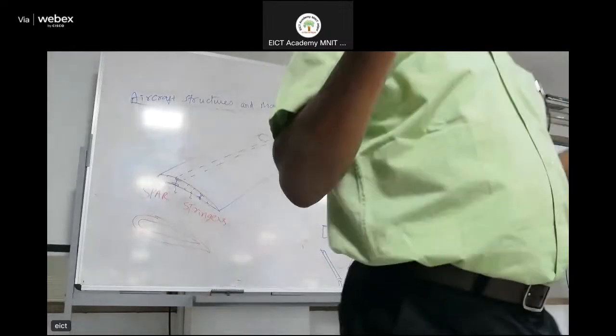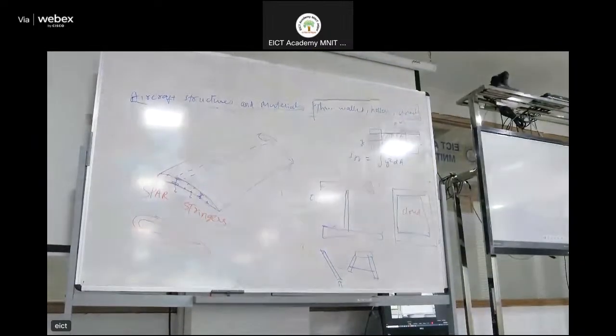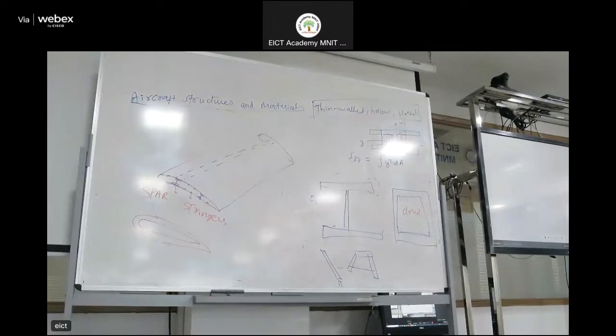For a larger speed, larger aircraft, I may be able to get a lower thickness. But for some of these lower speed aircraft, please remember, all this drag goes as V square, velocity square. For some of these smaller aircraft, I can think of much larger thickness. Right? Thickness to chord ratio could be something as high as 18%.